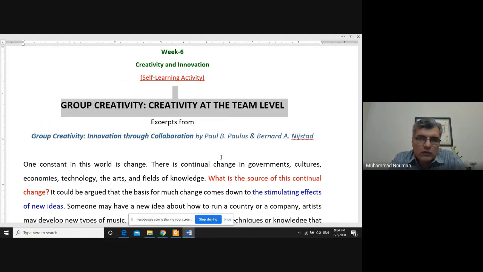Within creativity, we have covered creativity at the individual level. The topic that I'm speaking to you about right now is creativity at the team level. And after this, I will shift towards creativity at the level of an organization. This is just to give you a perspective in terms of how this course is going and where we are going in terms of the various topics in the sequence.